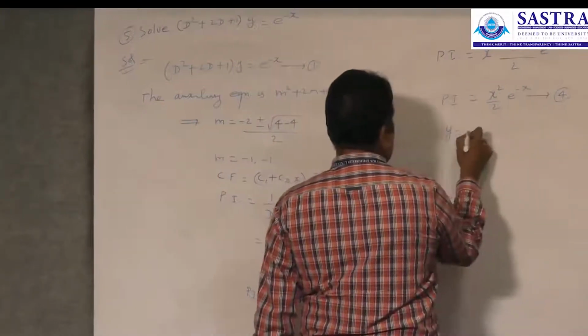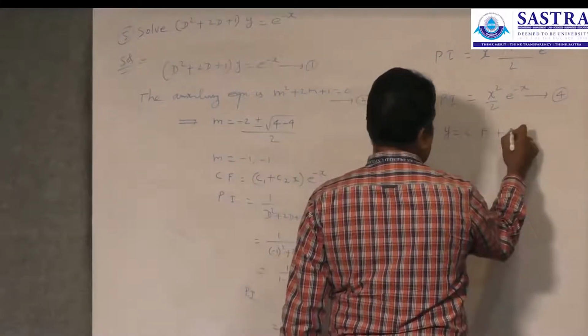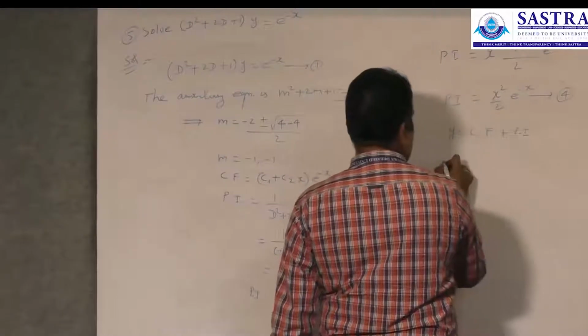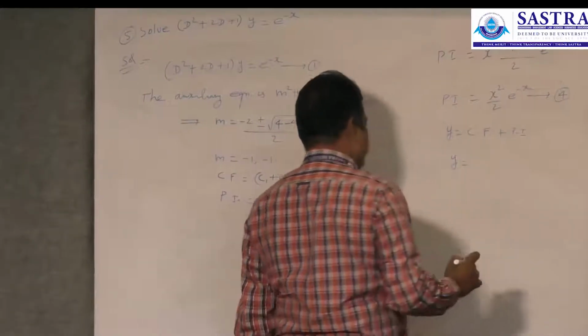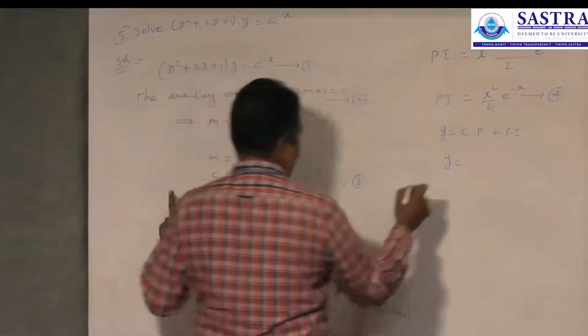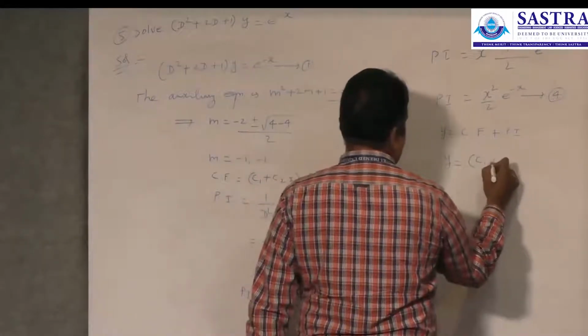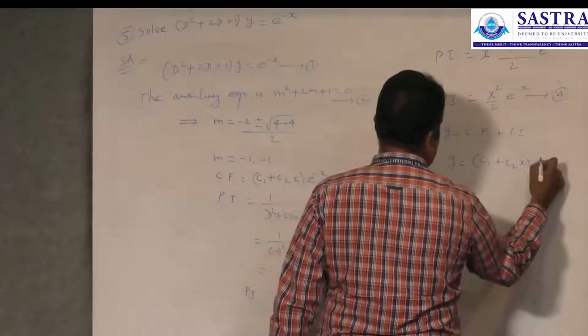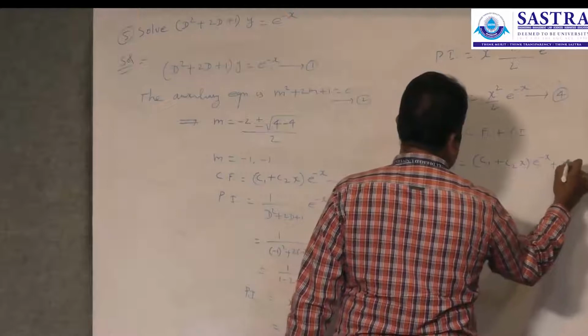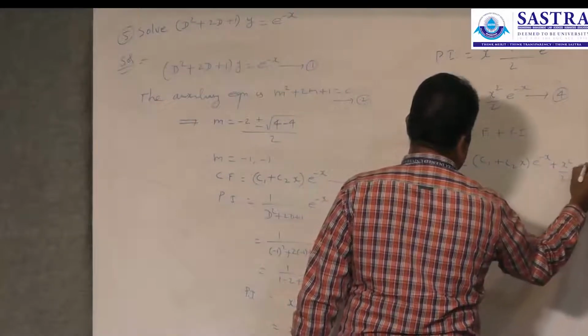Now y is equal to complementary function plus particular integral. Therefore y is equal to c1 plus c2 x, e to the power minus x, plus the particular integral, x square by 2 e power minus x.